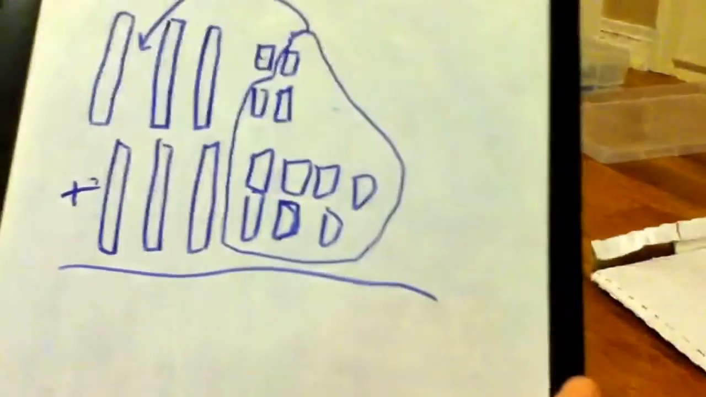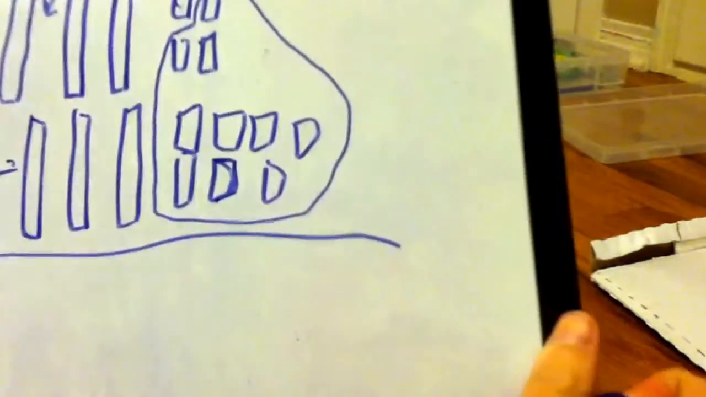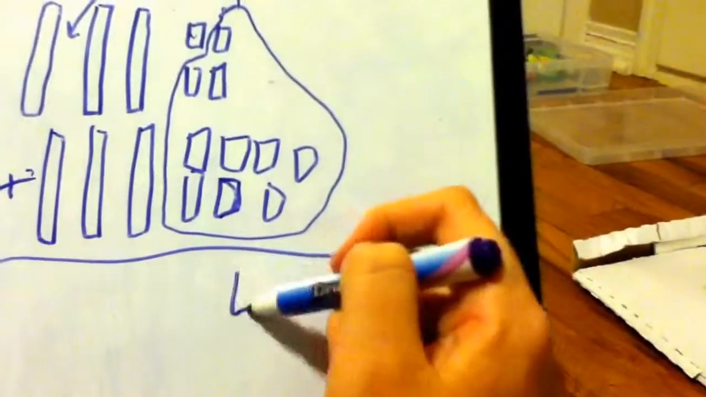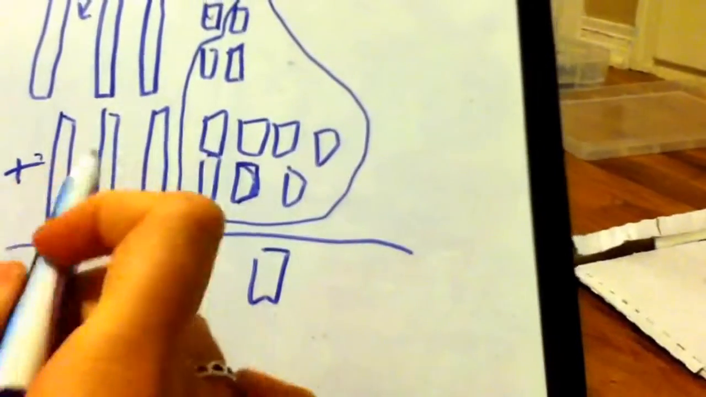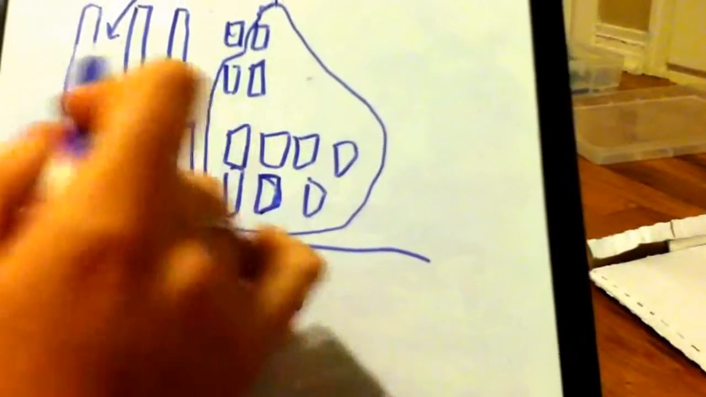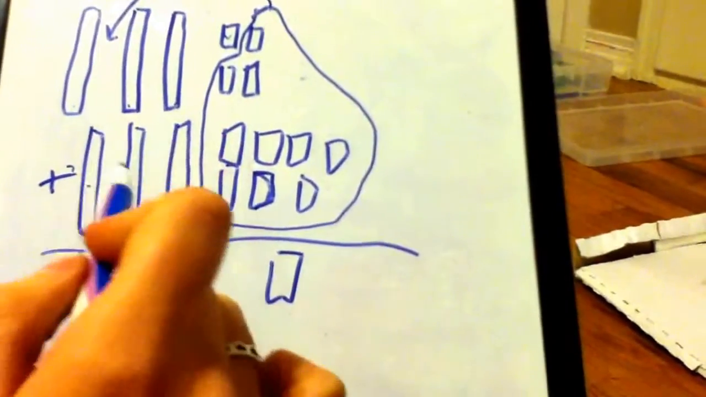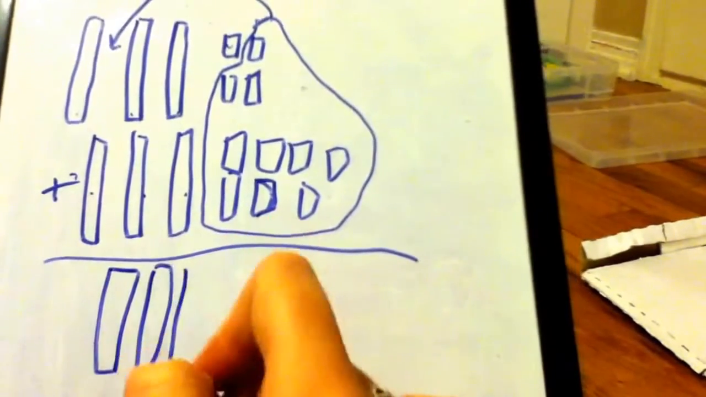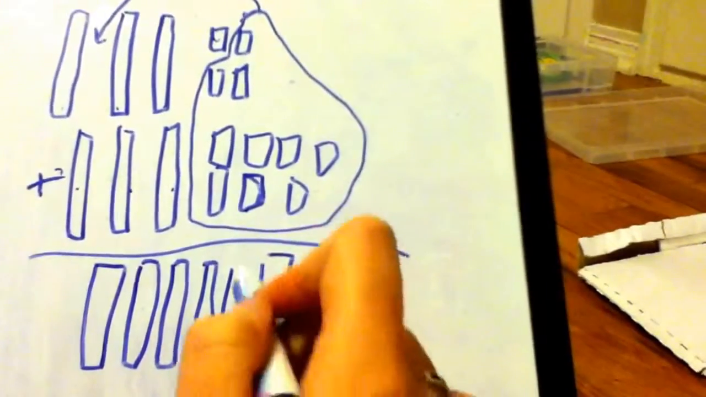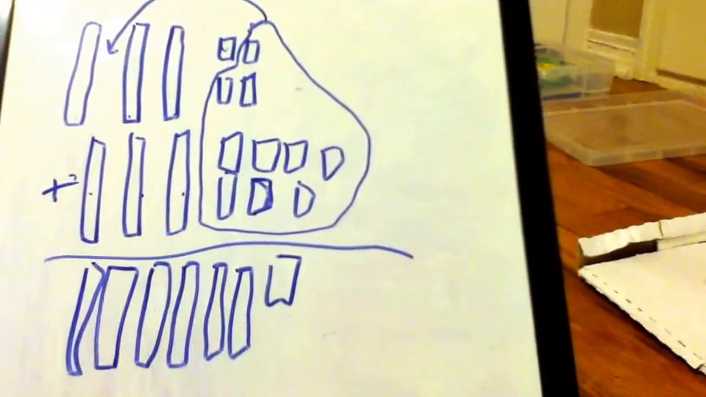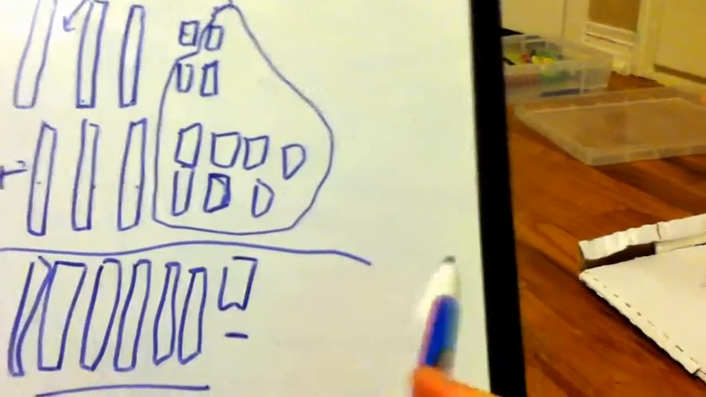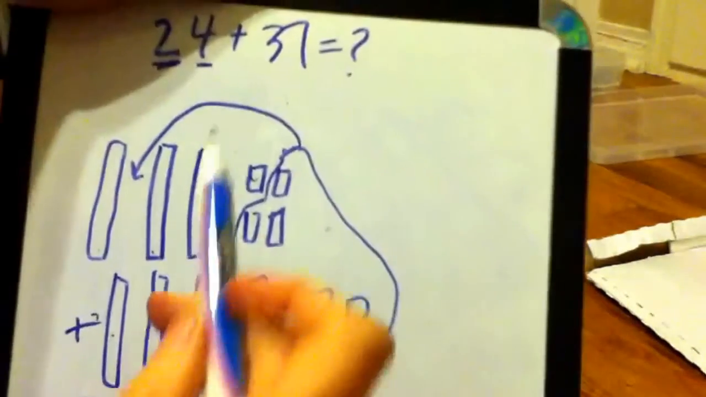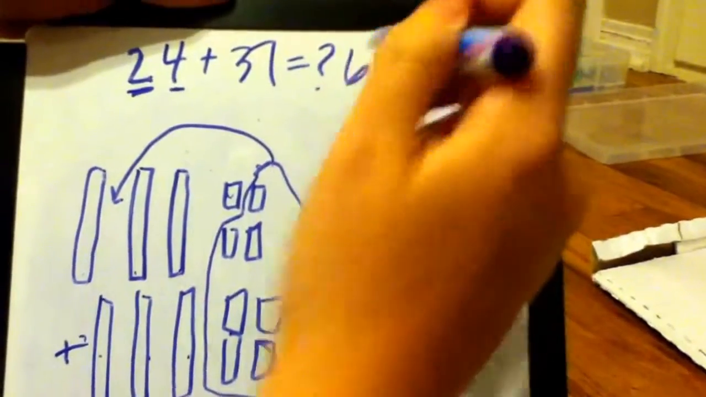So I'm going to group up the 10 to bring it over here to the tens place because we're adding 1 over there. So now looking at the units, we have 1 unit left, so I'm going to bring it down here. Now looking at the tens with the rods, we have 1, 2, 3, 4, 5, 6. So now we have 6 in the tens place. So there's 6 tens and 1 one, so our answer is 61. So 24 plus 37 equals 61.